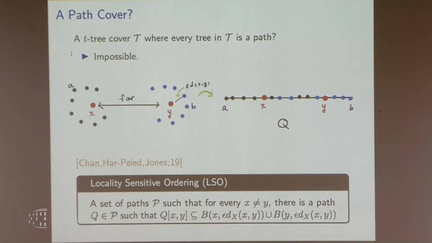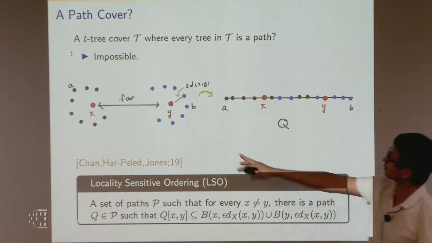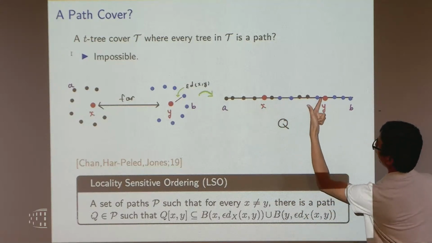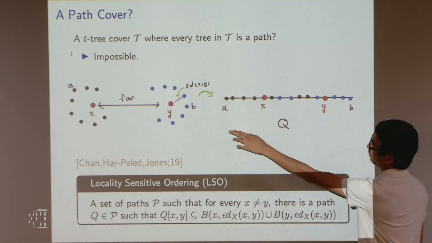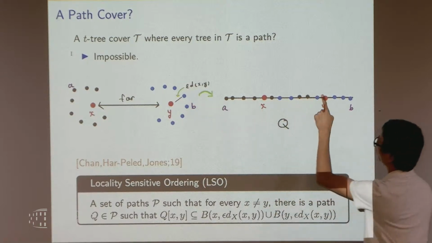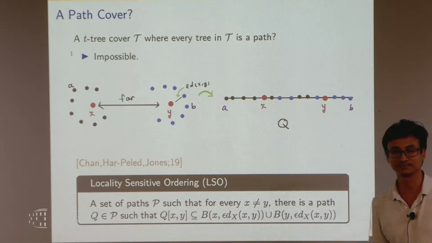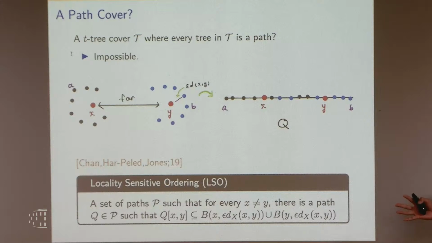But then you can see that if you think about it, you have a set of points here, you project here, then what you can observe is that between x and y, every point is either close to x within epsilon distance, or is close to y within epsilon distance. And if you want to guarantee this, you can make a definition called locality sensitive ordering. What is locality sensitive ordering?